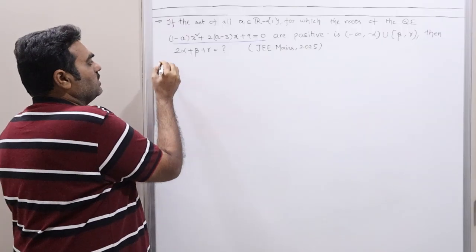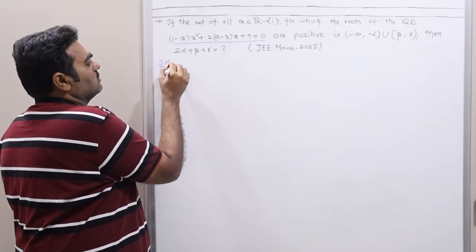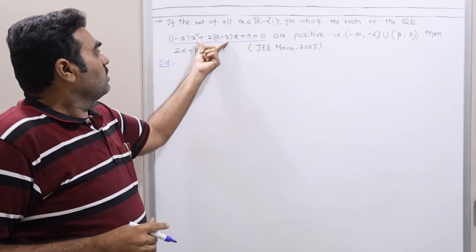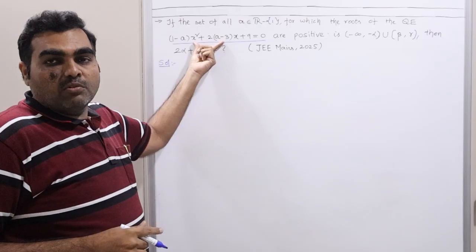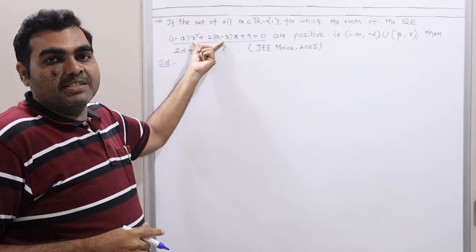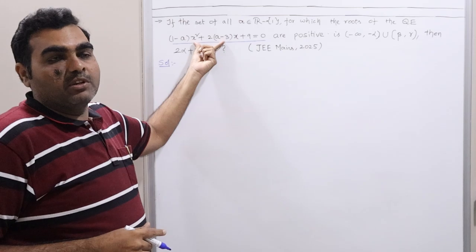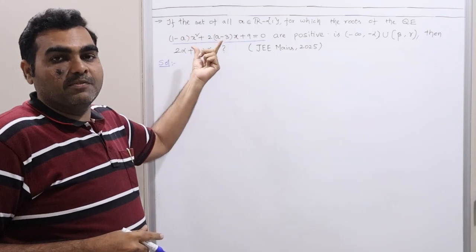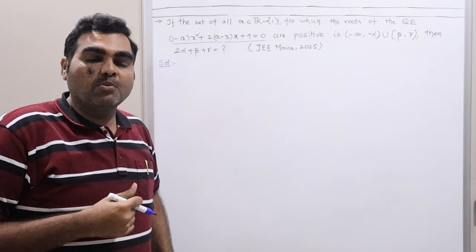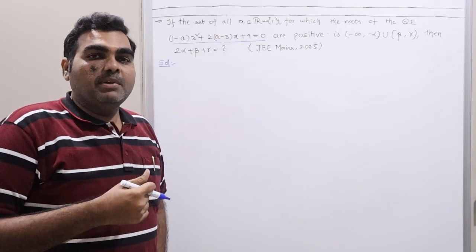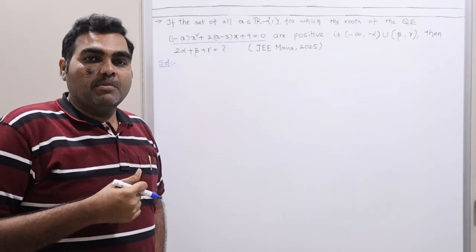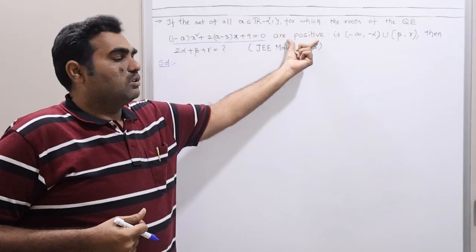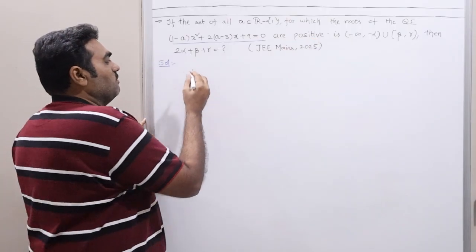What he mentioned is that the roots of this equation are positive. Both the roots are positive. So when he says both the roots are positive, that means we can assume that real roots exist. They may be real and distinct, or they may be real and equal. But the strict condition is that both are positive.